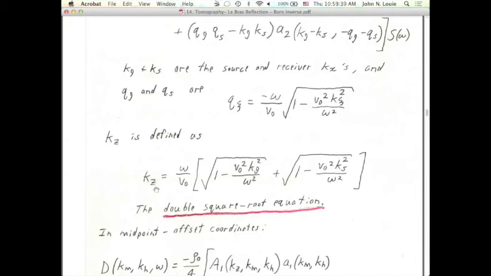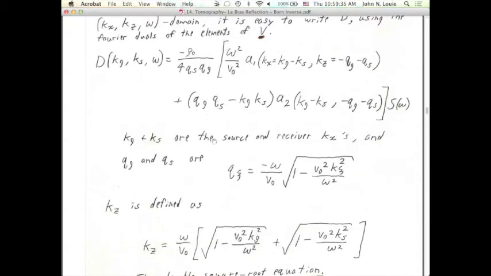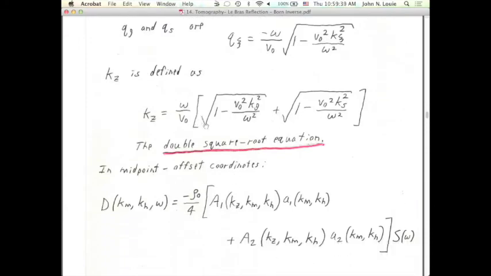Okay, so kz now is the sum of the two, really, right? There's kz in there. Kz is the square root of 1 minus v naught squared k sub g squared over omega squared plus the square root of the quantity 1 minus v naught squared times k sub s squared divided by omega squared. And you recognize this. That's the double square root equation, okay? Which, again, was easy enough for us to define for the constant background case.